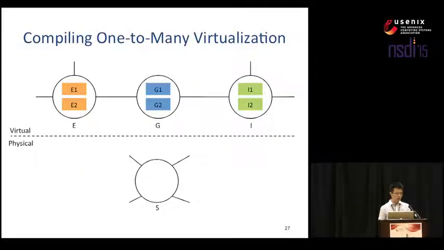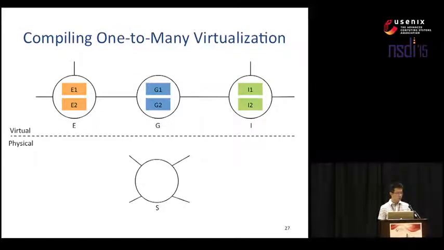In this example, we have a physical switch S virtualized into 3 virtual switches, E, G and I. We already have the flow tables in the virtual switches. For example, virtual switch E has 2 rows, E1 and E2. Now the problem is how do we compute the flow table for the physical switch S.